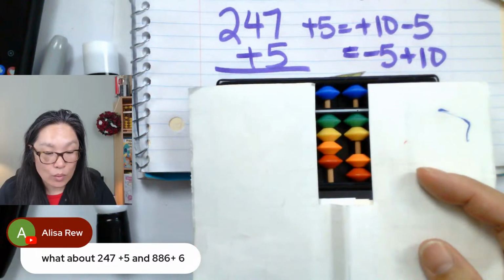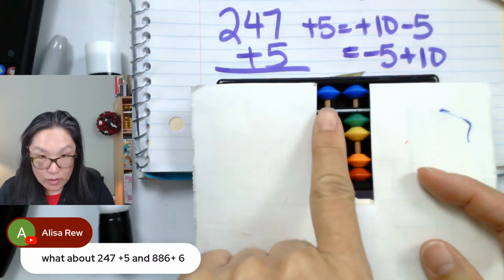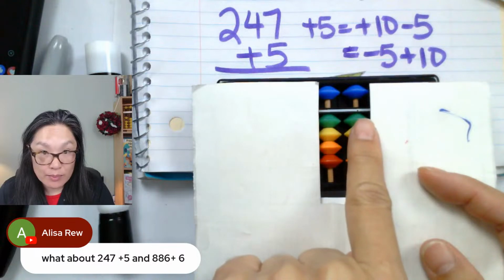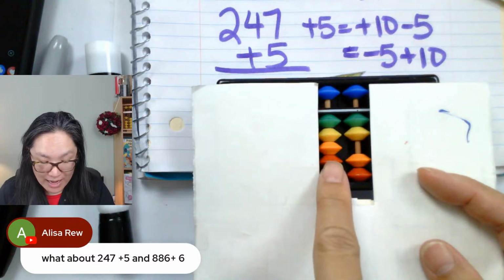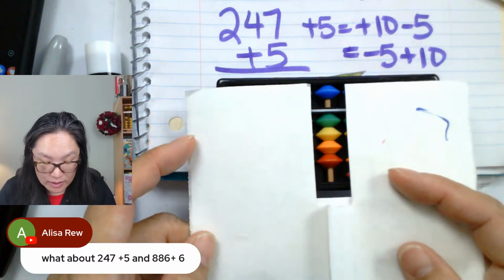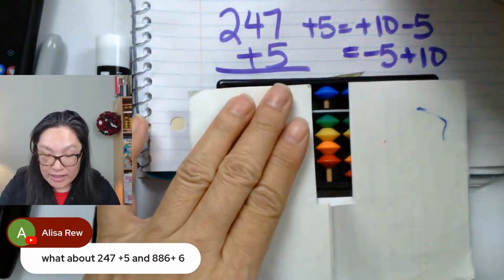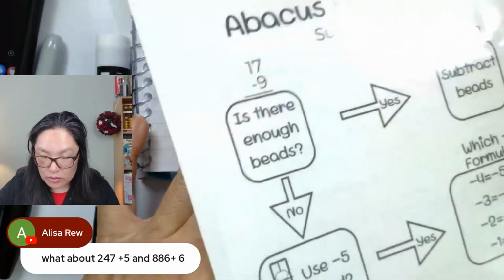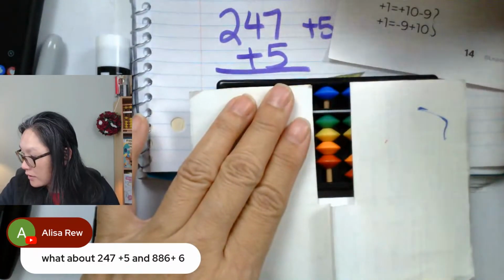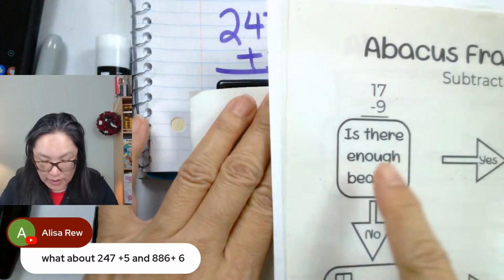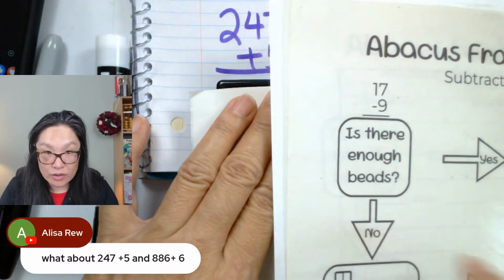Remember, we're going to add the 1 because it's a 0 and a 1. 0 is my placeholder and 1 is over here. I'm going to add the 1 here, but cannot add the 1. Is there enough beads to add the 1? I can use it, right? If there's enough beads. No, there isn't. So what do I do?